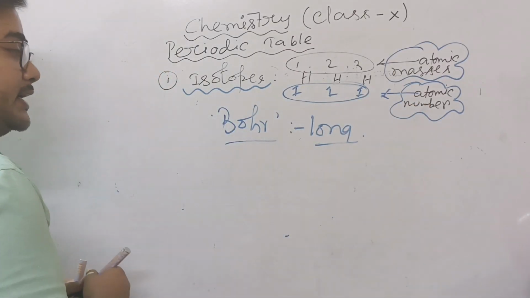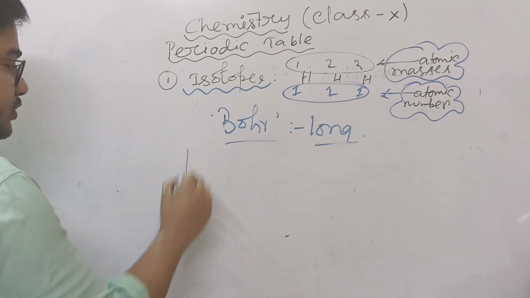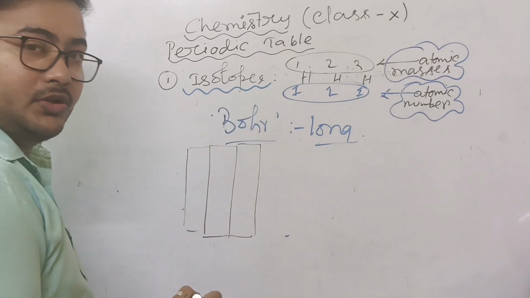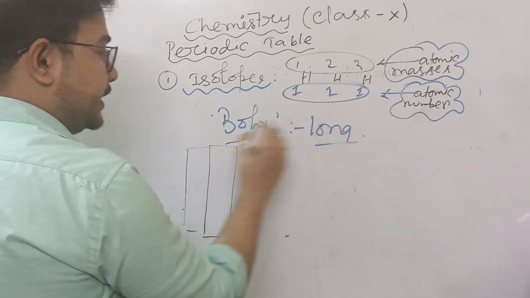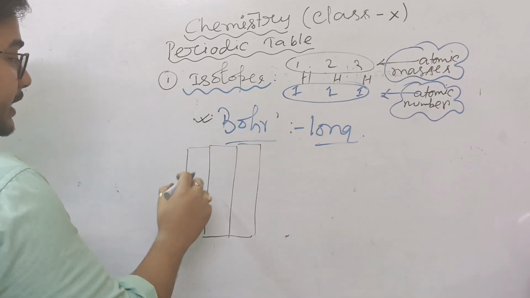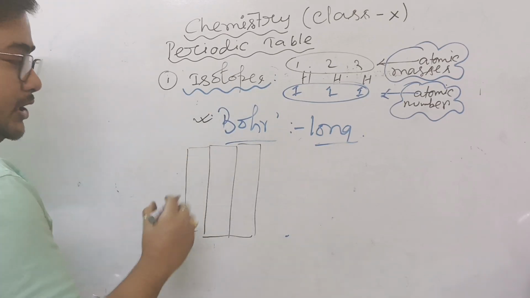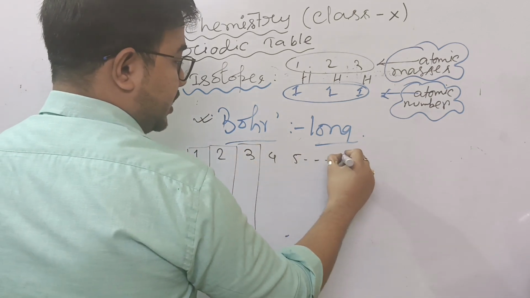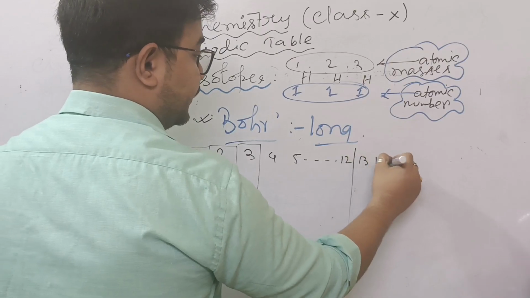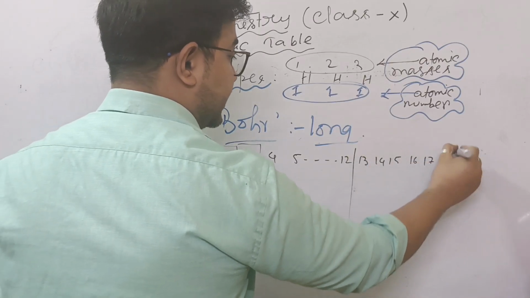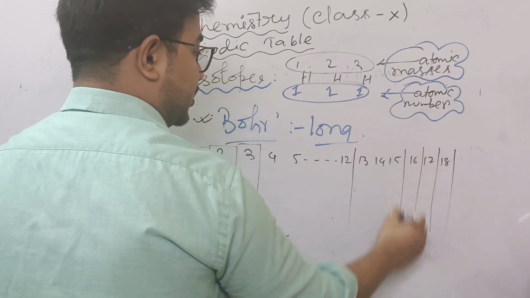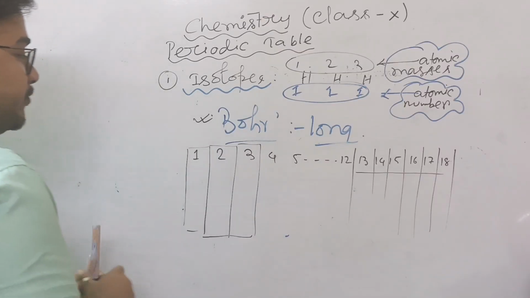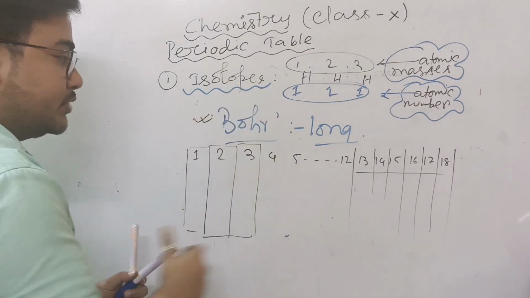So what is the long periodic table? In the long periodic table, tell me, what is this, column or row? It is called column. Okay, so in the long periodic law, that is Niels Bohr's law, there are a total of 18 columns. It is first, second, third, fourth, 5th up to 12, then 13, 14, 15, 16, 17, 18. So what is the total number of columns? Total number of columns is 18, 1 to 18. So up to down, it is called column.